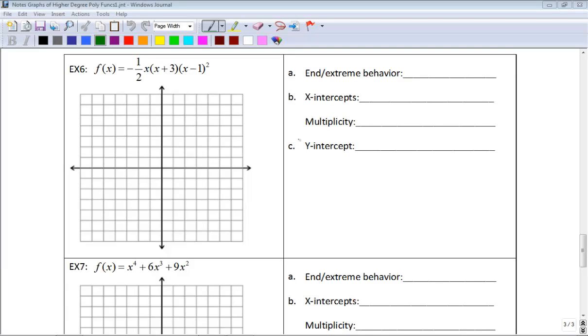All right, let's look at example 6. I have that f of x is equal to negative a half x times (x plus 3) times (x minus 1) squared. All right, first, end behavior. How do I do that? First, I need to find the degree. Well, this thing is not all multiplied out. It's got parentheses in it, so I have to deal with that first.